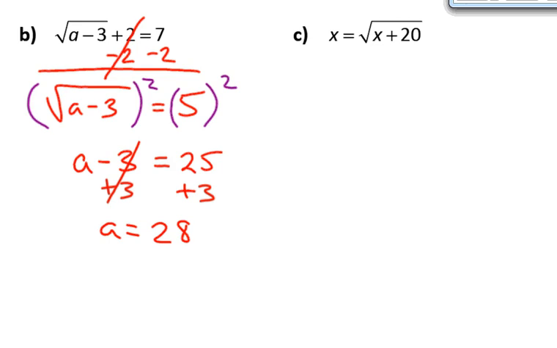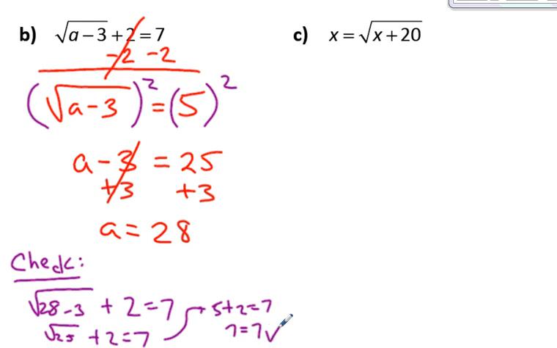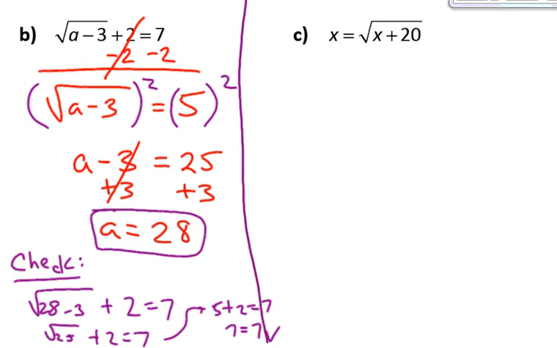Okay, so now we're going to check for that. So to check, we're going to plug in 28 for a and solve. So 28 minus 3 is 25, so we have the square root of 25 plus 2 equals 7. The square root of 25 is 5, and 5 plus 2 does equal 7. So again, another one where we get the correct answer. So a equals 28 is our correct answer. There was no extraneous solutions. Okay. All right, so finally for part C, let's look at this example.